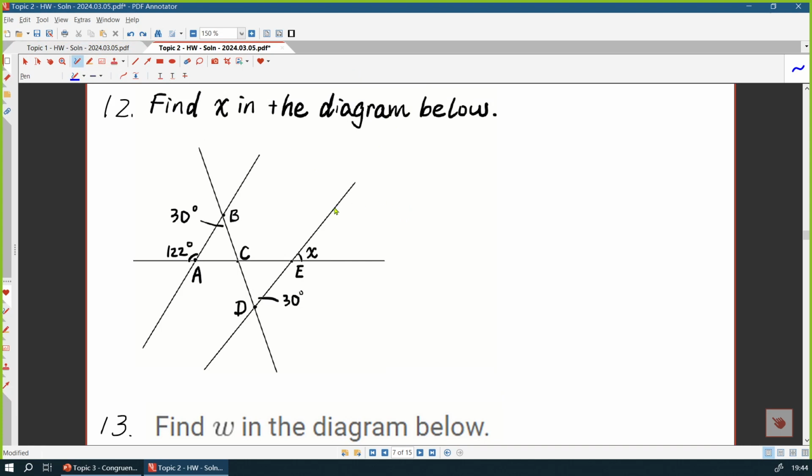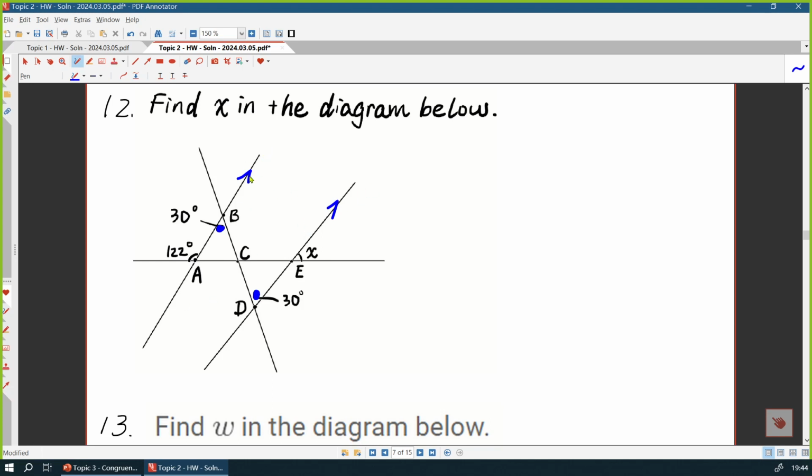All right, note that angle ABC here equals 30 degrees, and BDE is also 30 degrees, right? So this indicates these two lines are parallel with each other. Again, as I said, the diagram is not necessarily to scale or to the real situation.